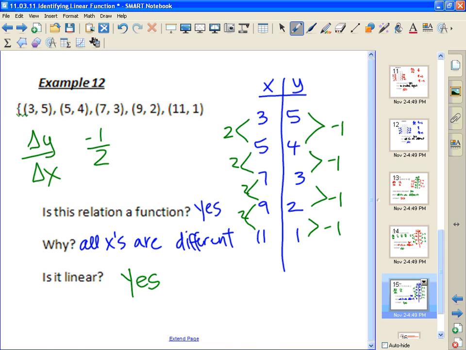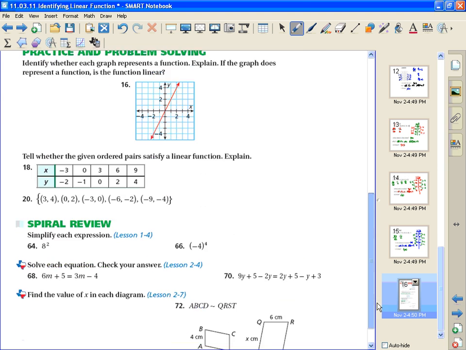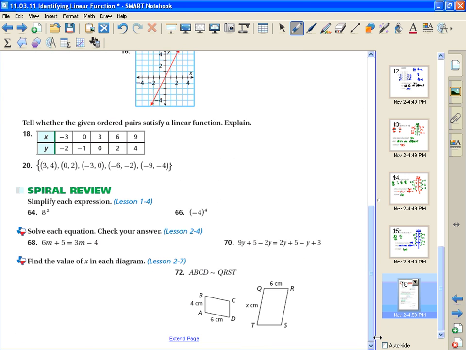All right, so homework 5-1 is page 300, number 2 through 8 even, 14 through 20 even, and 64 through 72. And we will work on that in class together.